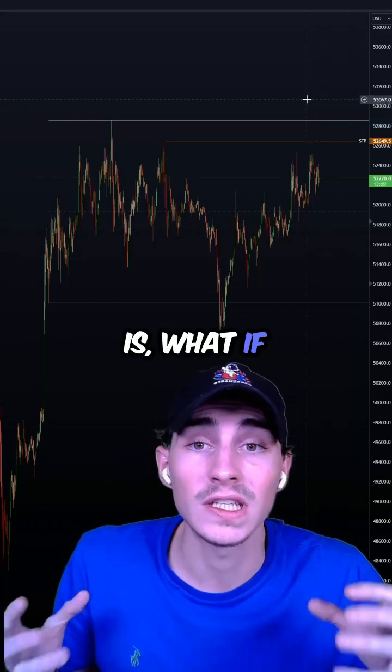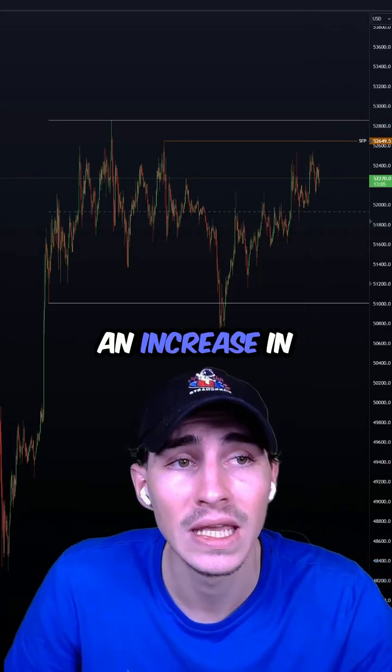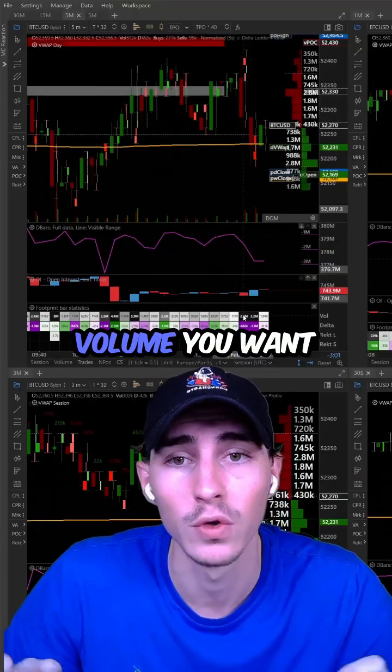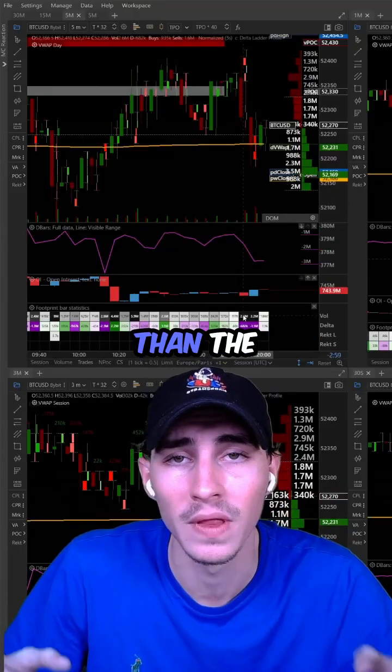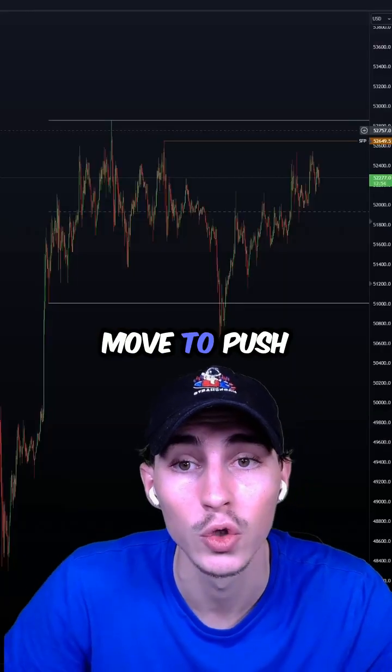Now the thing is, what if we break this range to the upside? For a good breakout, we can simply look for an increase in volume. So you can see, for example, here in the table, the first line is the volume. You want to see normally a bigger volume than the previous high, plus a good positive delta showing the strength of the move to push higher.